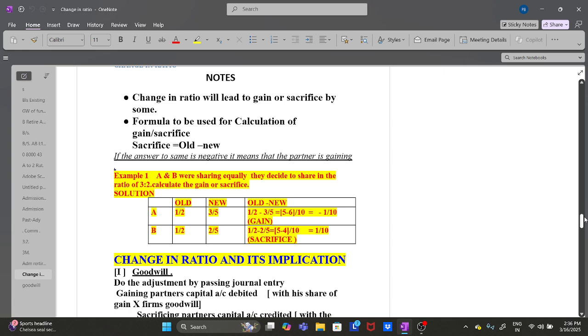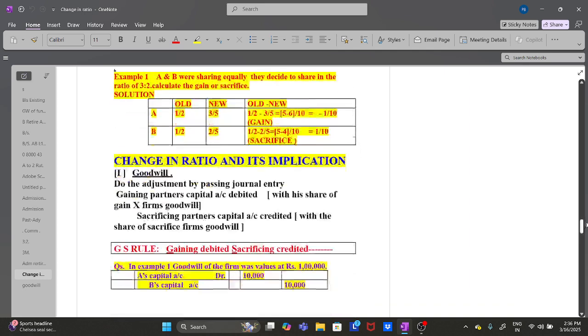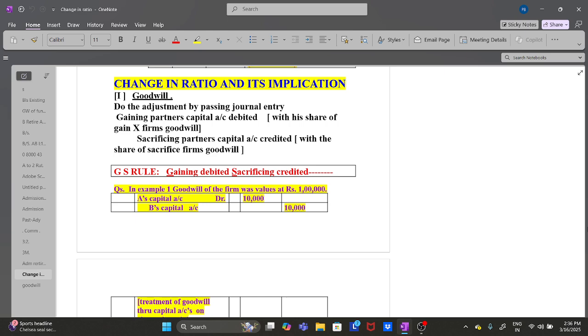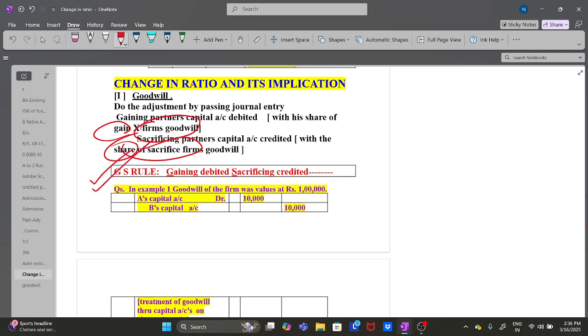How do we treat different things, starting with first calculating who is sacrificing, who is gaining, and what will be its impact on goodwill. We follow a GS, Gabbar Singh rule over here, where we say that gaining partner is debited and sacrificing partner is credited. But with what? Amount of goodwill of the firm, and we multiply it with their share of gain, and when calculating sacrifice, we multiply with the share of sacrifice made by the partner. So we follow the GS rule here.